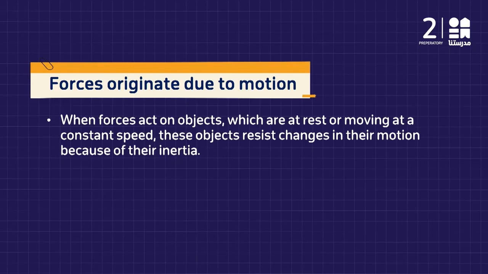Now let's talk about forces that originate due to motion. The first example of these forces is the force of inertia. When forces act on objects which are at rest or moving at a constant speed, these objects resist changes in their motion because of their inertia.